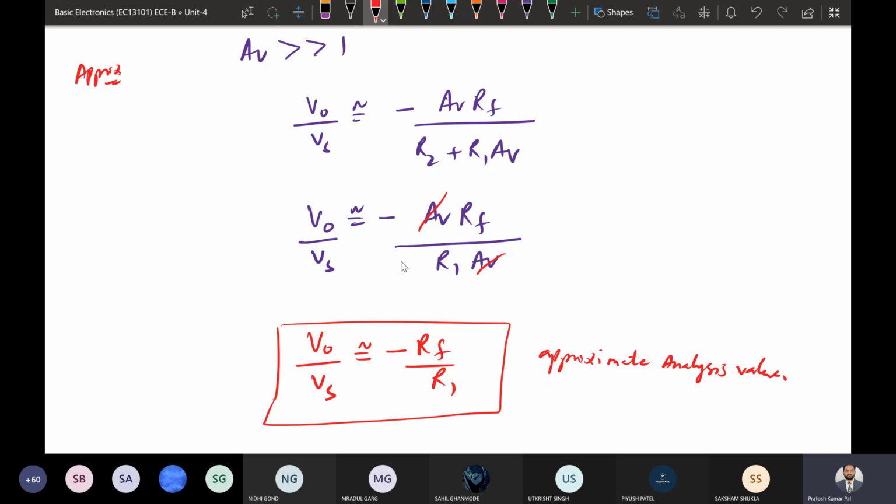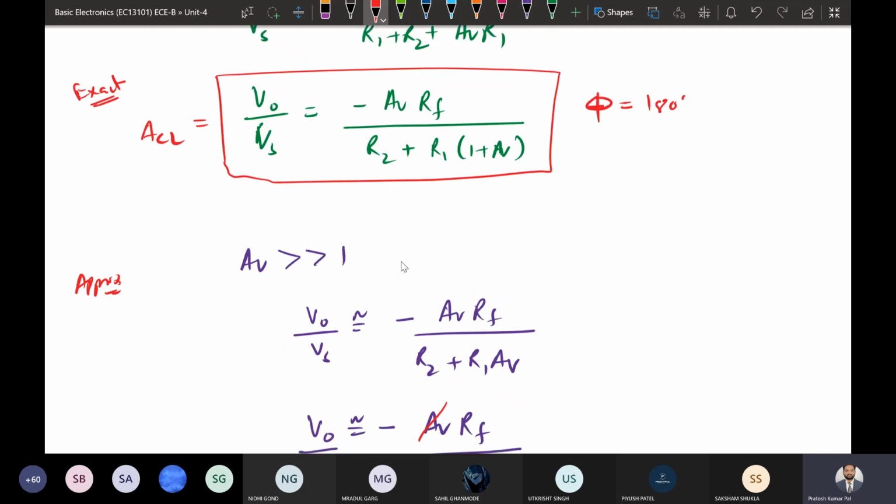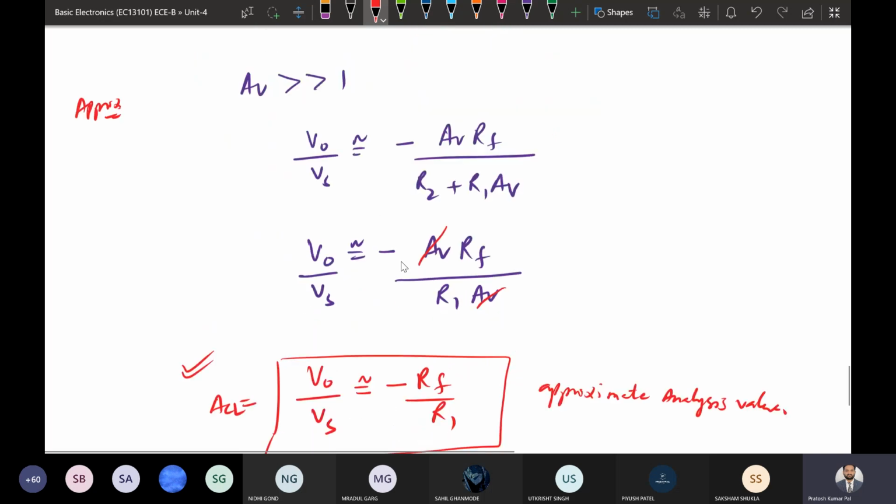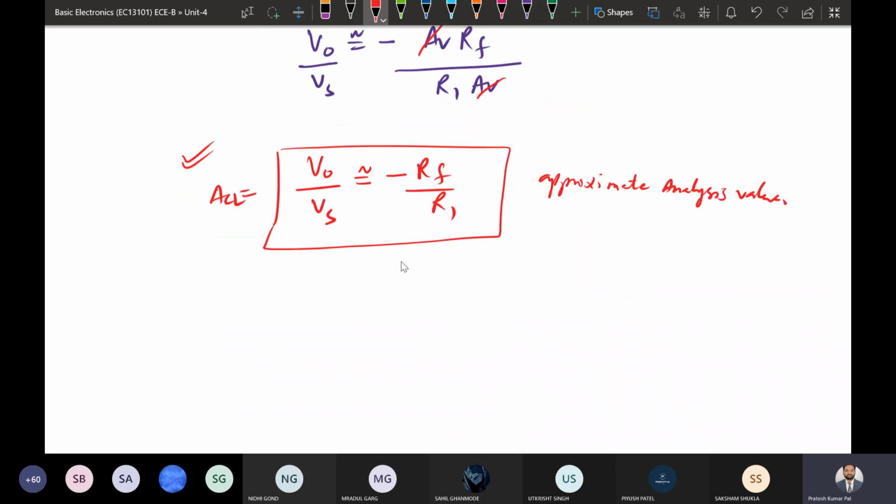So in approximate analysis, whatever the value of closed loop gain we were getting, the same we are able to get from the exact analysis, by putting the value like the gain is very high. Okay, so for the approximate analysis we will be considering only when the gain is very high. If gain is very high, then only the approximate analysis will be done. If the gain is very less, then we have to do the exact analysis. So for exact analysis, the formula will be this one. Okay, and for approximate one, the formula will be this one. So this is the inverting amplifier.